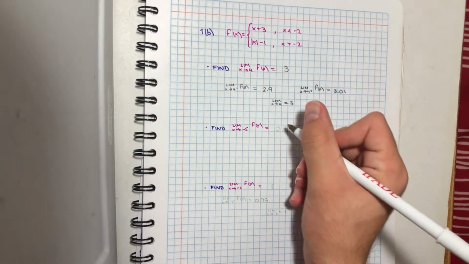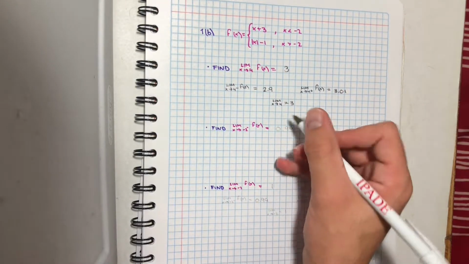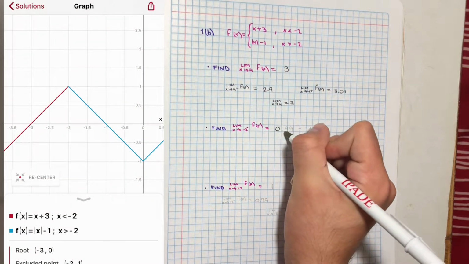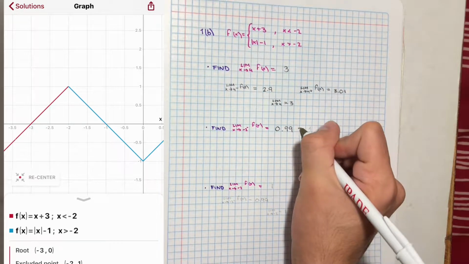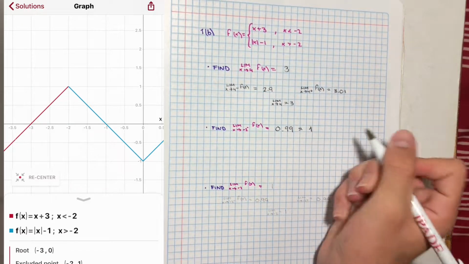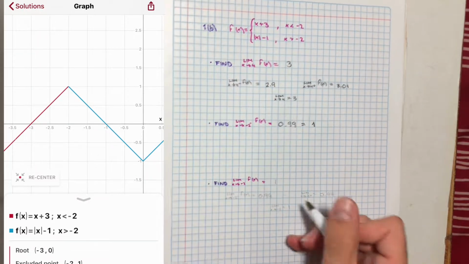To find the next limit, we're going to be doing the exact same thing. We're going to be zooming in on the graph, but this time we're just going to look on the left side of the graph since it's specified, and we can say that it's 0.99, which is almost 1.